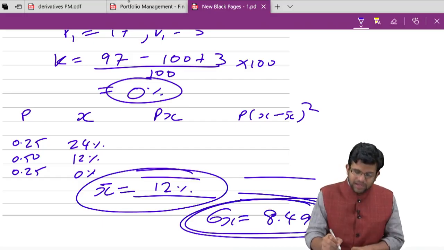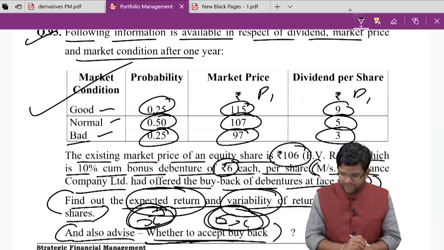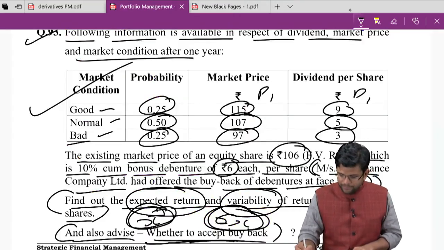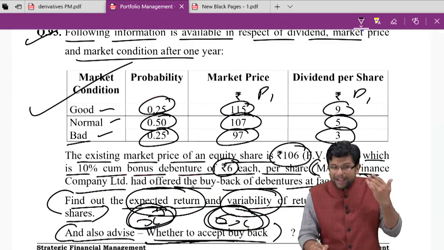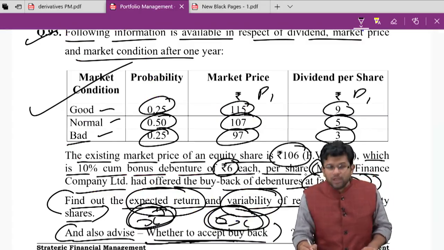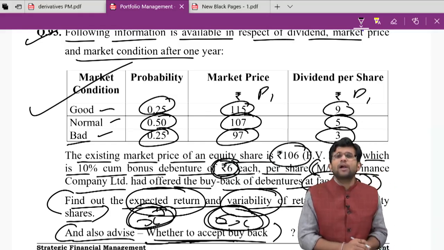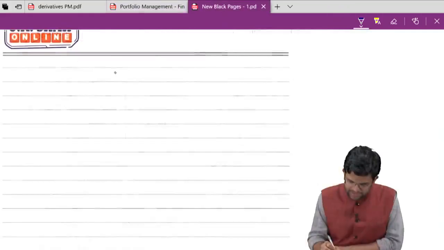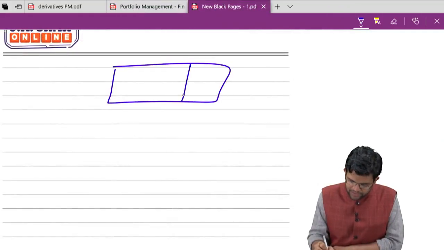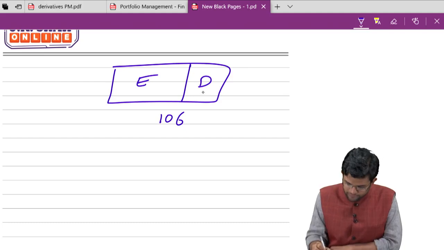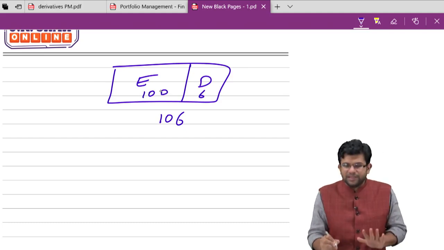Now, students, let me show you what they are asking you next. They are saying that this company has offered buyback of debentures at face value. So what they are saying, this 6 rupees debenture is there, right? Children, what is the 6 rupees debenture? I'll explain. There is this instrument, okay? In that there is an equity component, there is a debt component. Total market value is 106, of which 6 rupees belongs to debt, 100 rupees belongs to equity. Till here everything is clear.